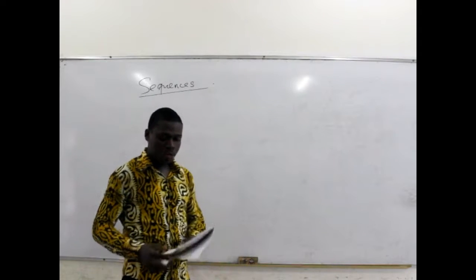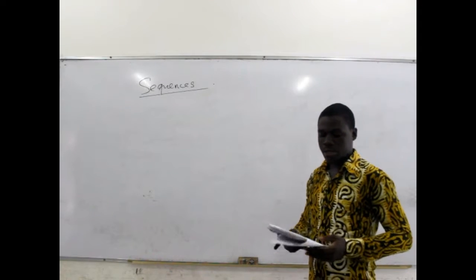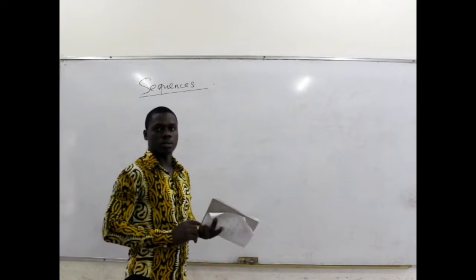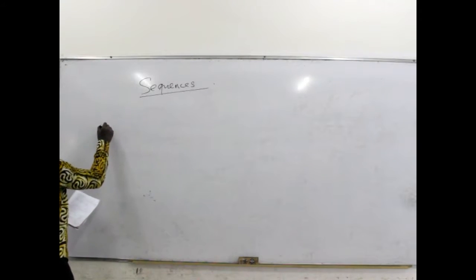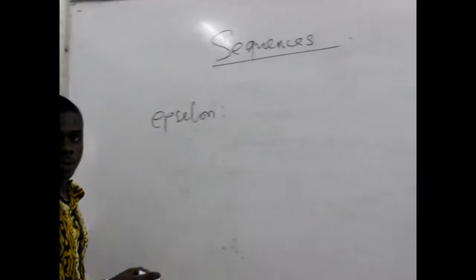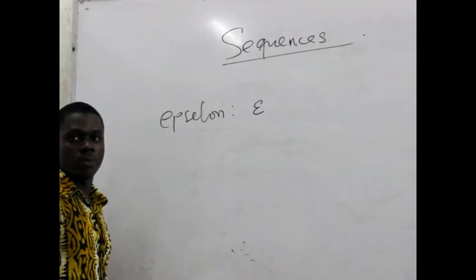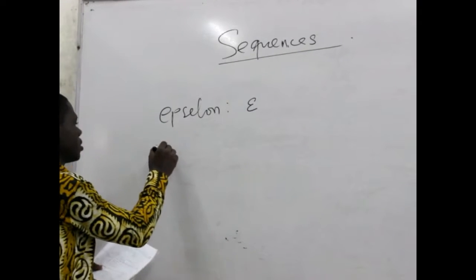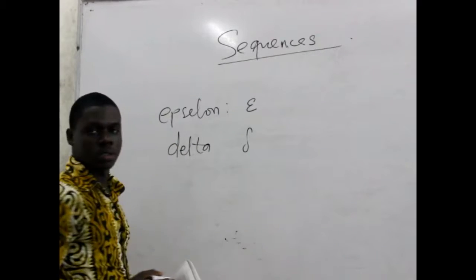Good. Now, having looked at the sequence, we want to move on and look at certain terms that will be necessary as far as this particular topic is concerned. So the first term we want to look at is epsilon, which we denote as this. As we move along, we'll be coming across certain terms that we call epsilon. Another one is delta, which is written as this.